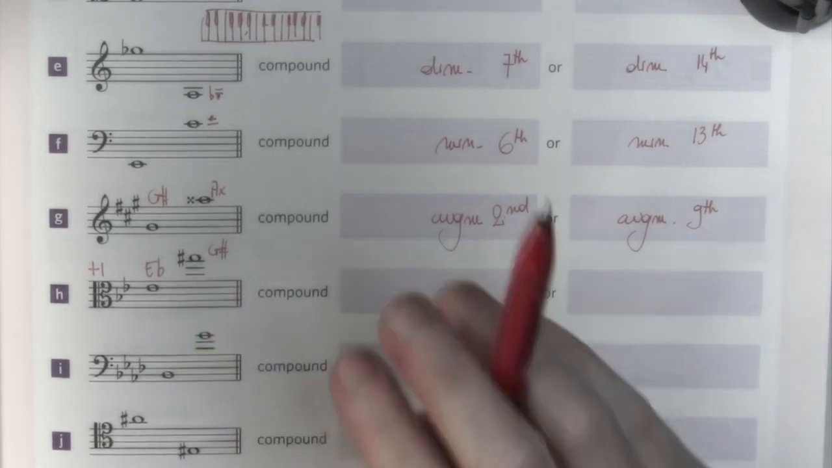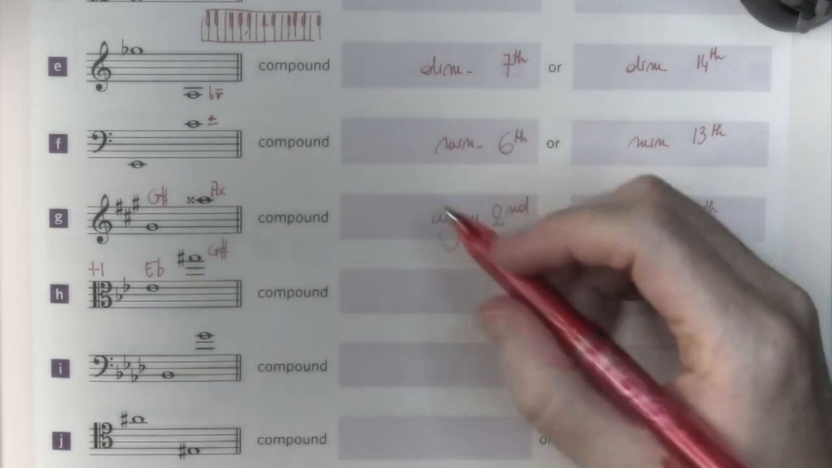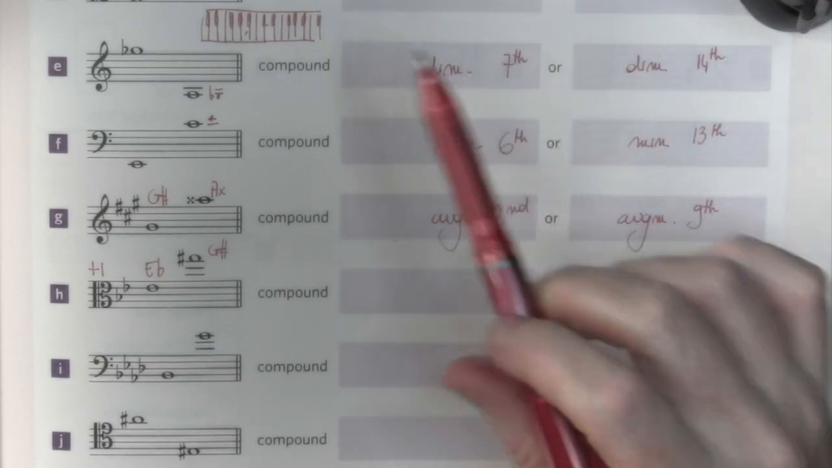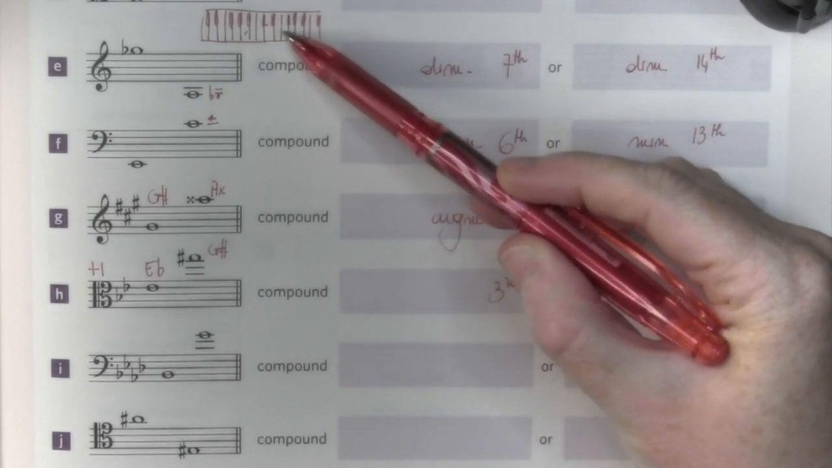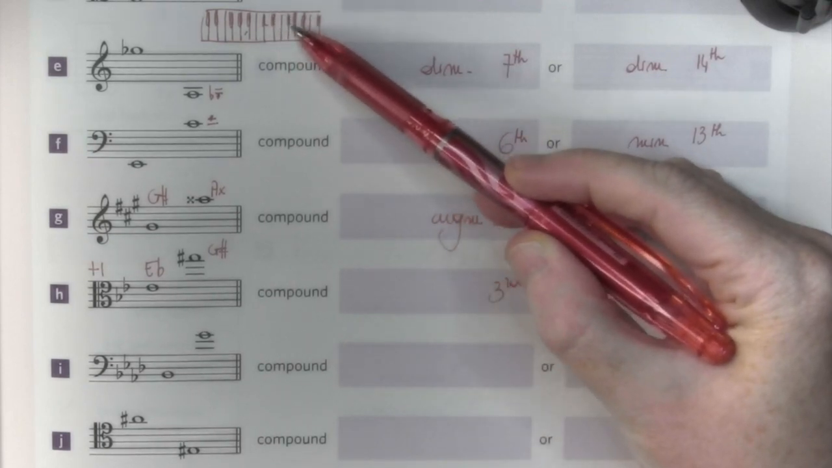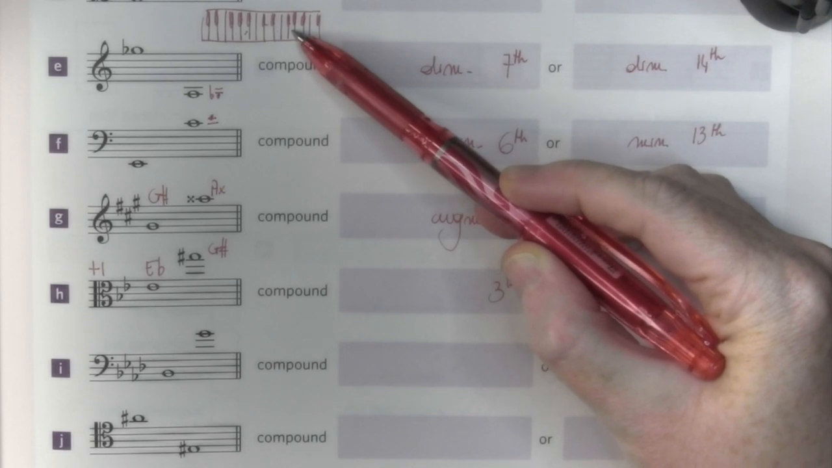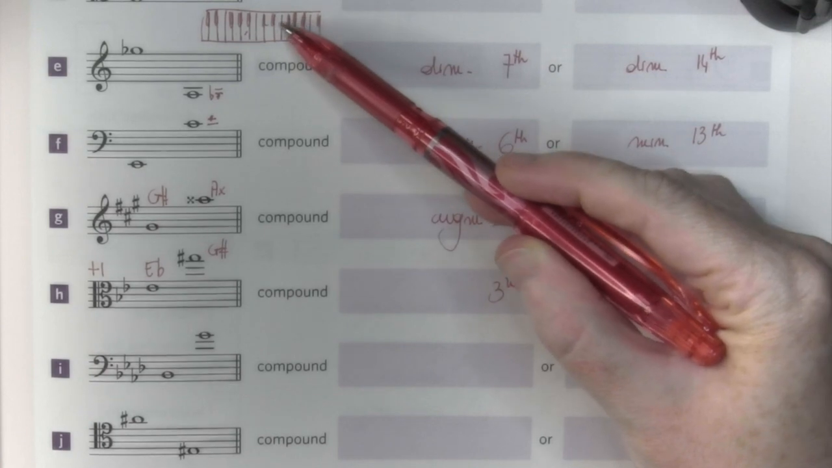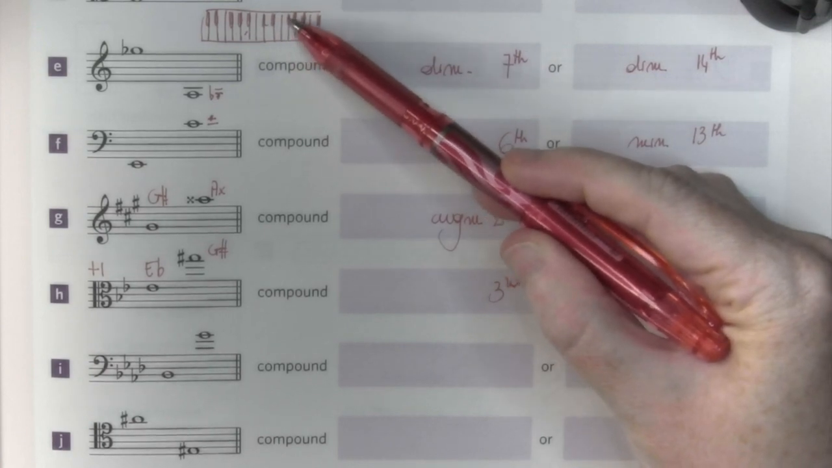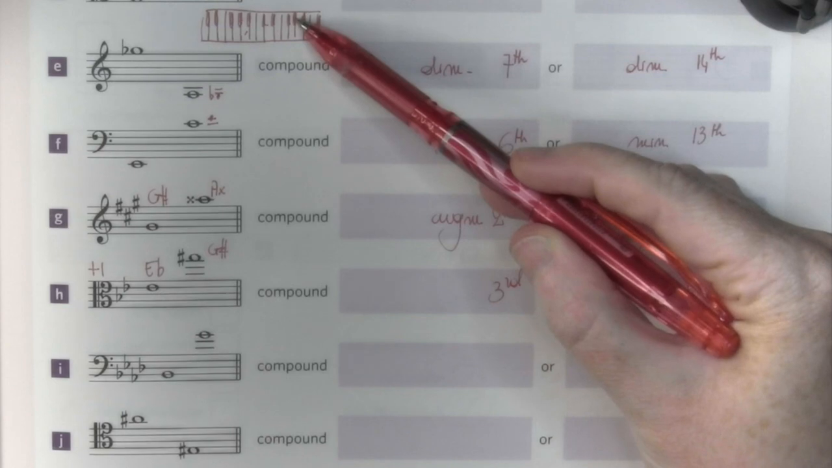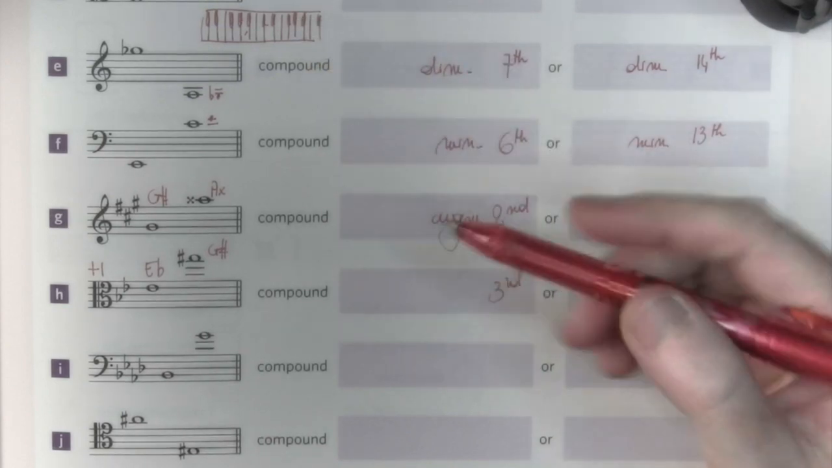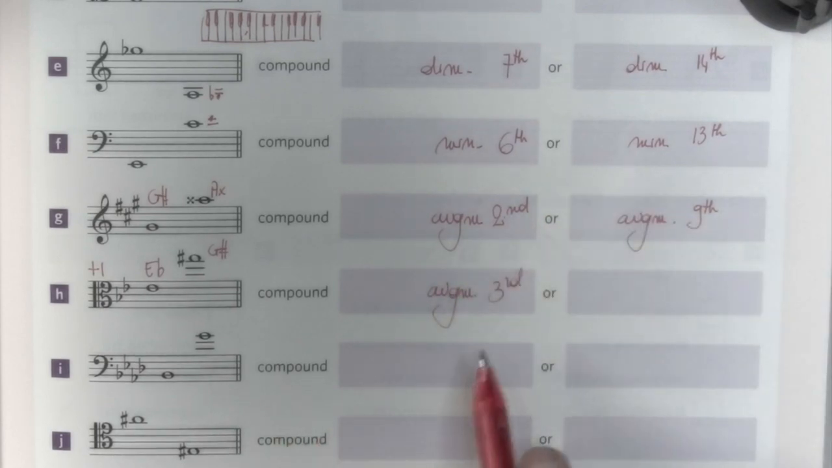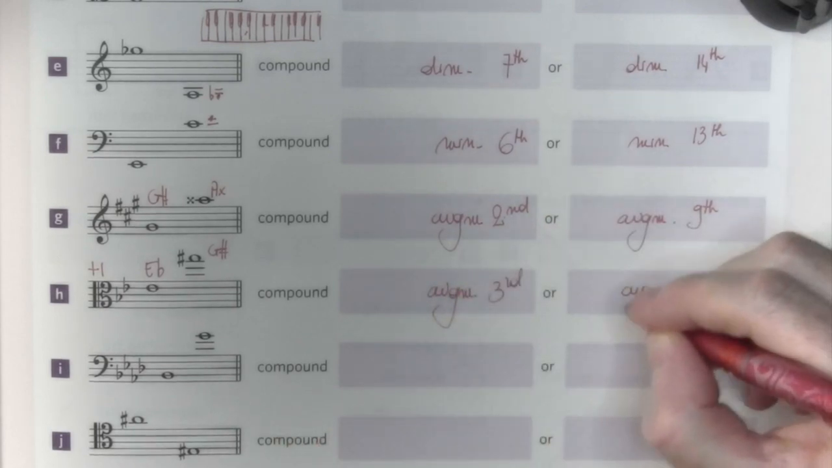Now, mi flat sol is a third. Mi, fa, sol. Okay, so it's a compound third. What kind of third? E flat, 1, 2. That's a major third. But sharp, it's augmented. So, 1, 2 and a half. So, not 2, but 2 and a half. So, it's augmented. And a compound augmented third becomes an augmented tenth.